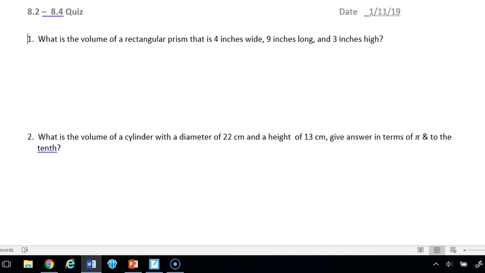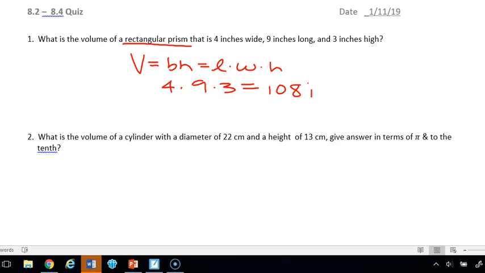So the first question says, what is the volume of a rectangular prism that is 4 inches wide, 9 inches long, and 3 inches high? And we need to notice that this is a rectangular prism. So the volume is equal to the base times the height. The base would be equal to the length times the width, and then we multiply it times the height. So we're going to do 4 times 9 times 3, and that's going to give us 108 inches, and we're going to cube that because it's volume, and volume's a three-dimensional object.